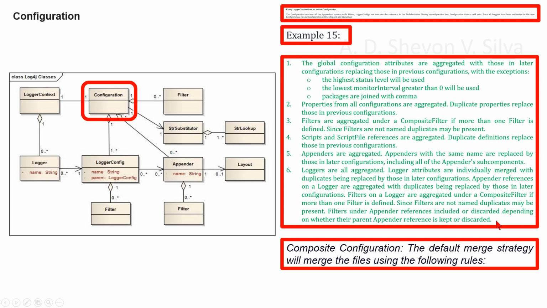Step 6, loggers are all aggregated. Logger attributes are individually merged with duplicates being replaced by those in later configurations. Appender references on a logger are aggregated with duplicates being replaced by those in later configurations. Filters on a logger are aggregated under a composite filter if more than one filter is defined. Since filters are not named, duplicates may be present. Filters under appender references are included or discarded depending on whether their parent appender reference is kept or discarded.